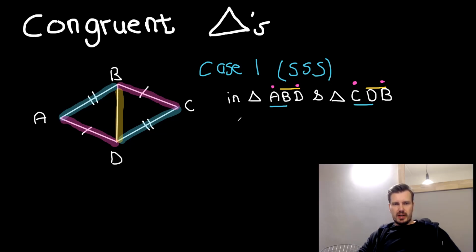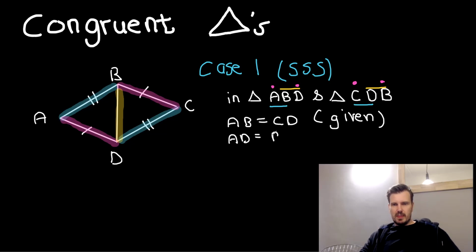So we start with AB equals, so the blue one equals CD. And the reason is? Would it be given? Excellent. Given. And then AD equals BC. It's also given. It's the same thing. Given.